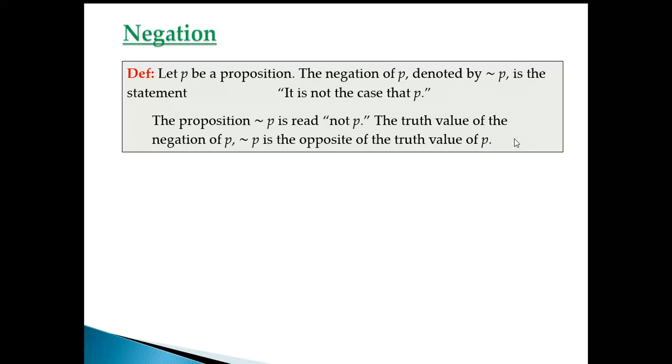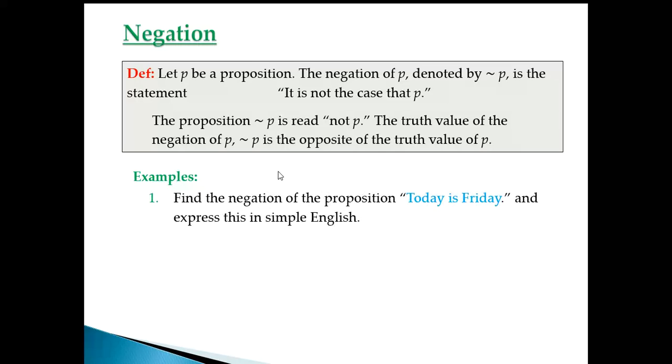What does it mean? Suppose we have a proposition that may be true or false. If our proposition P is true, then the negation of P is false. If P is false, then the negation of P is true. Clear? Let's take an example in an English sentence. Find the negation of the proposition "today is Friday". First we need to write the negation of this, and next express it in simple English. What can we write in simple English as the negation?